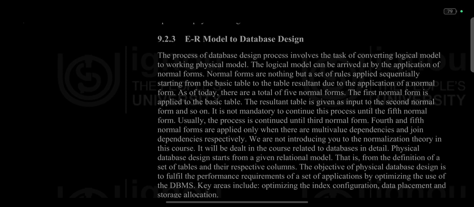Physical database design starts from a given relational model, that is, from the definition of a set of tables and their respective columns. The objective of physical database design is to fulfill the performance requirements of a set of applications by optimizing the use of the DBMS. Key areas include optimizing the index configuration, data placement, and storage allocation.